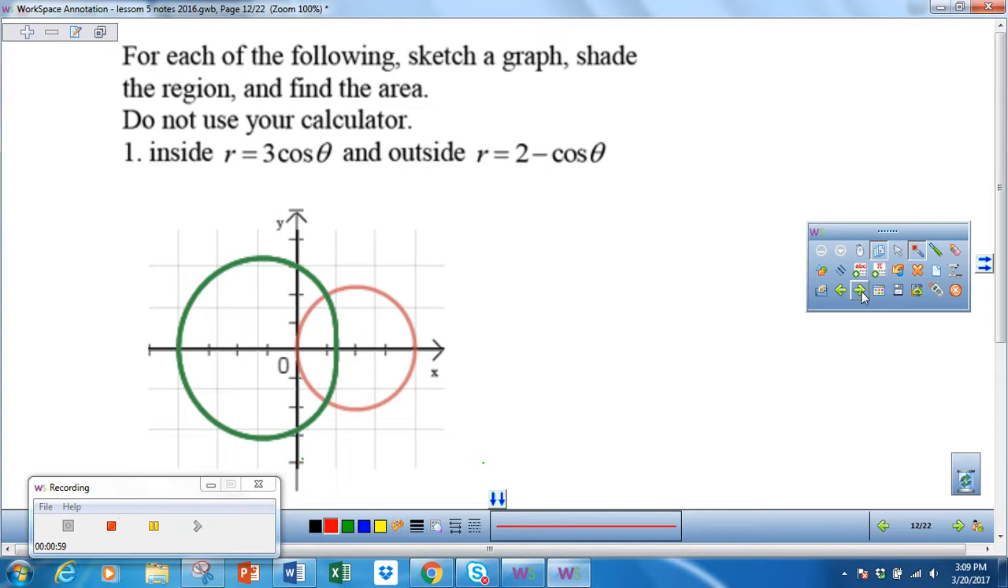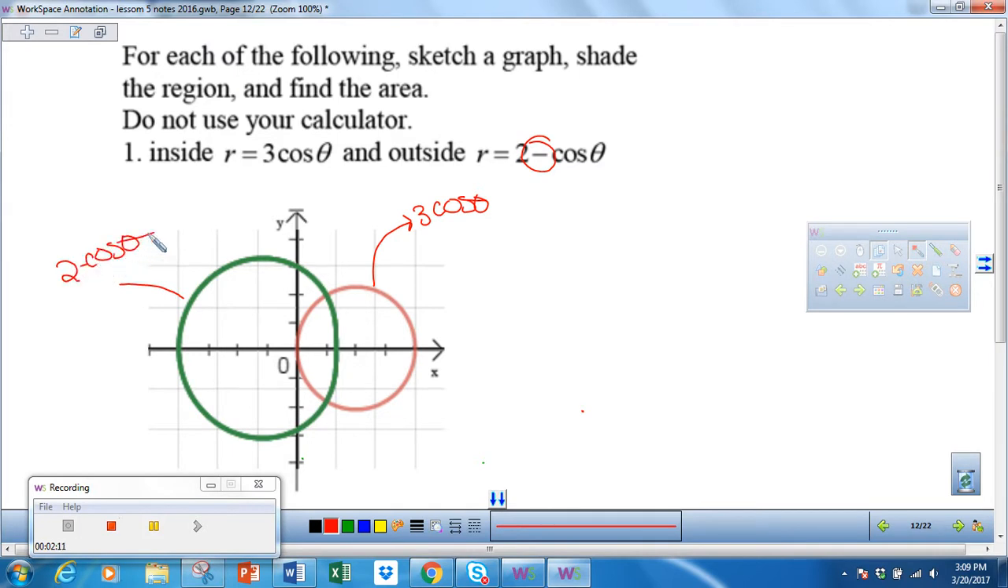r equals 3 cosine theta is a circle symmetrical to the x-axis. We know that because it's 3 cosine theta, the diameter is 3 and that it is adjacent to the y-axis. So I know that this red circle is 3 cosine theta. I know because this is 2 minus cosine theta that it's a limaçon, that it's symmetrical to the x-axis, and because of the minus, most of the area is going to be to the left of the y-axis. So I know that this one is 2 minus cosine theta.